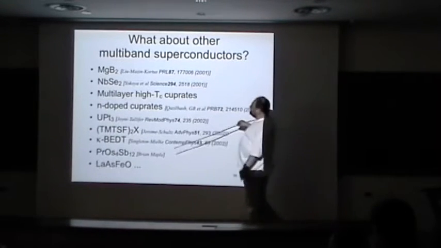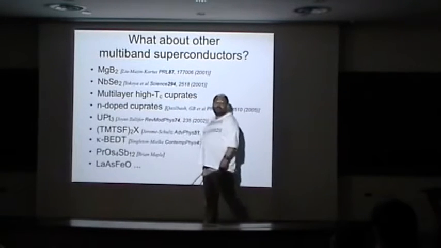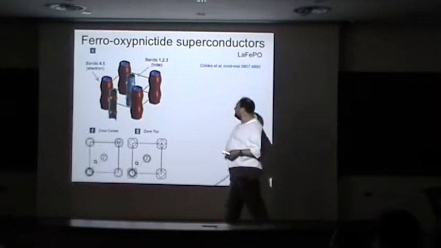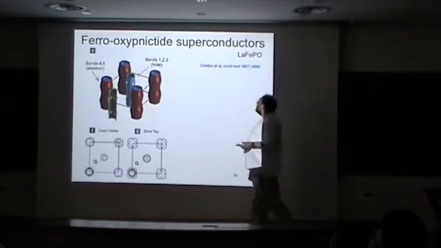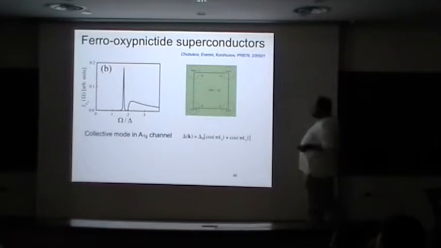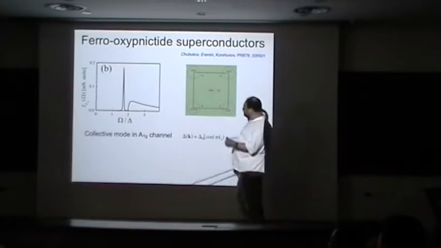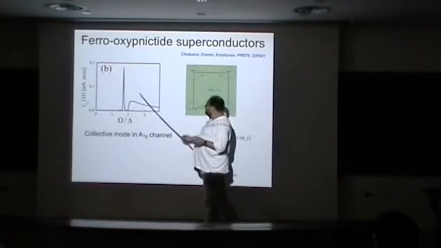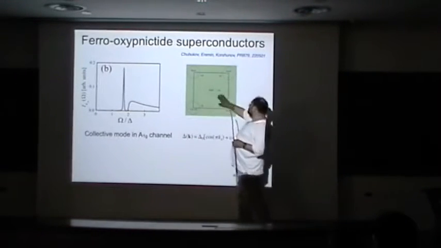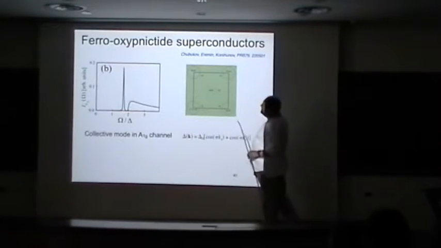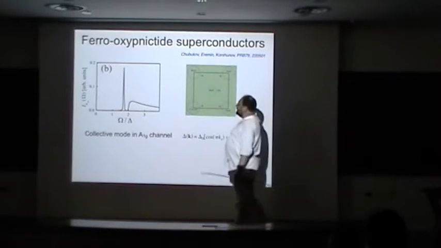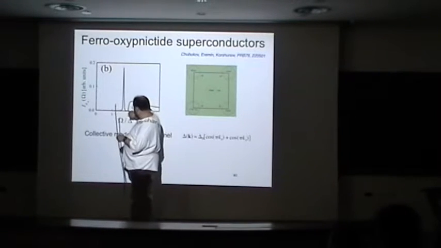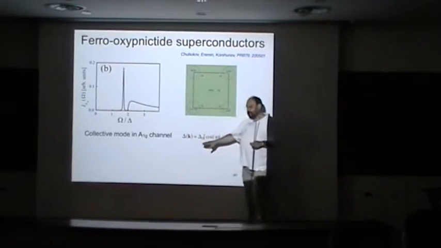So if we go back to the very first data of niobium diselenide, for instance, we have to account for, okay, I have a very quick example, the pnictides, that is definitely multiband. And there is a very clear prediction for multiband superconductors here. This is a calculation by Chubukov, Eremin, and Korshunov, that claims that if the order parameter is S plus minus type, as was discussed many times this week, then in the Raman spectroscopy, we should see a collective mode below the threshold in A1g symmetry channel. It's a very clear prediction.